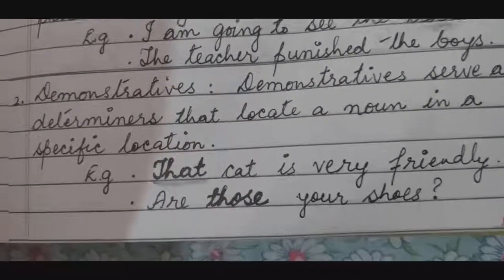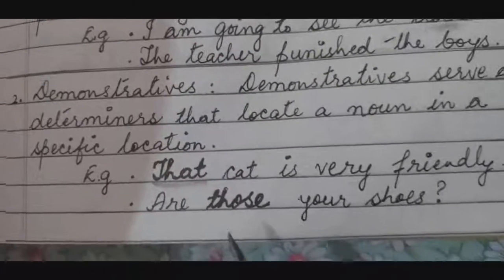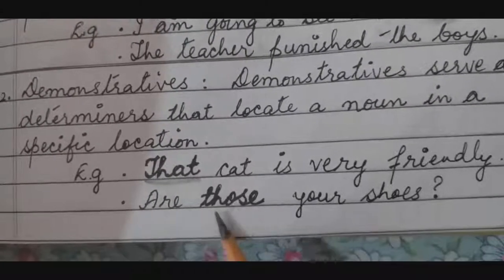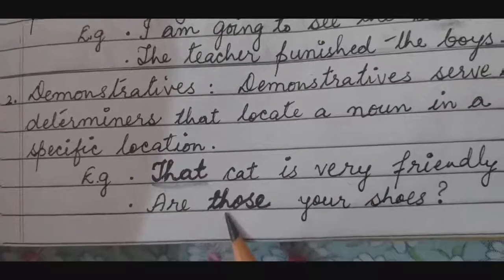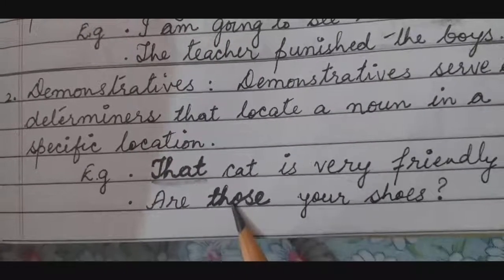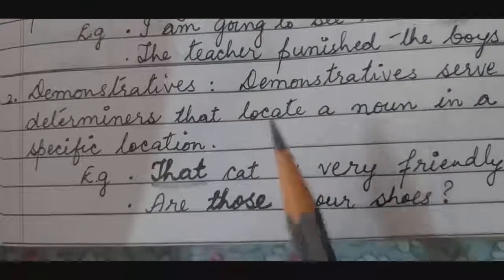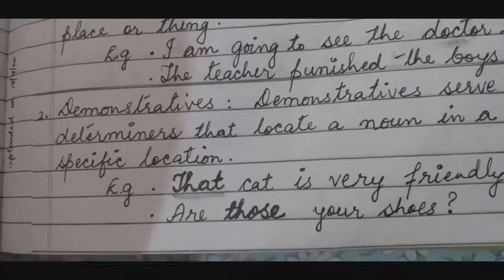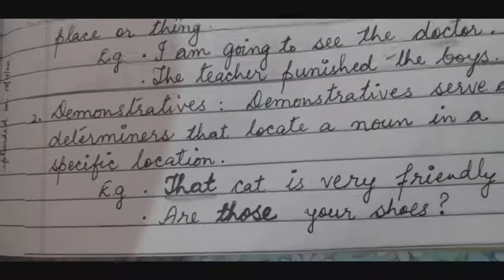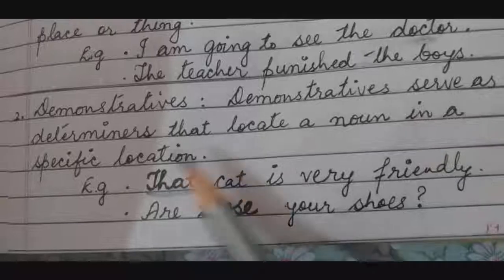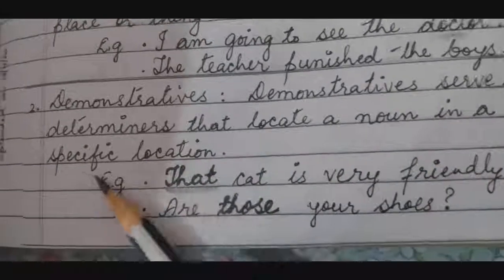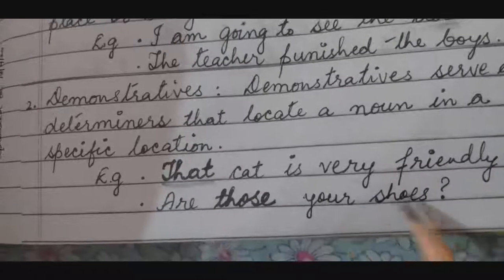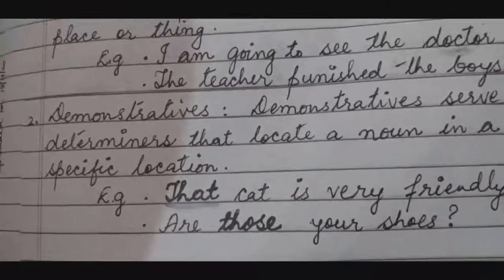So, what is the demonstrative here? The demonstrative here is those, because the shoes can be pointed out by using the demonstrative, and that is those. Clear? So, I hope you have understood what demonstratives are. Demonstratives serve as determiners that locate a noun in a specific location. That cat is very friendly. Are those your shoes?